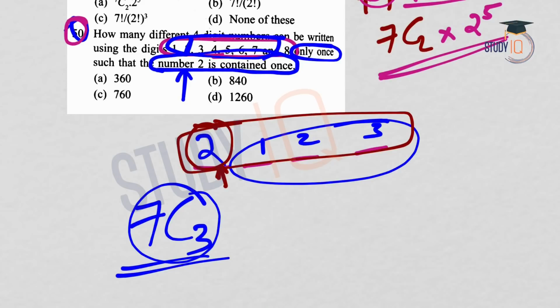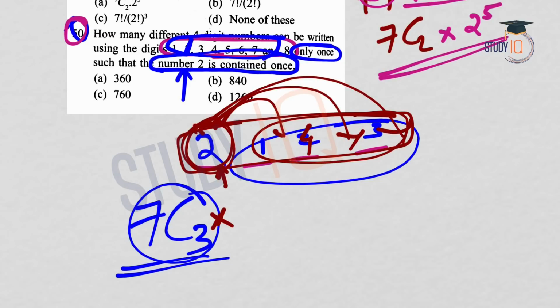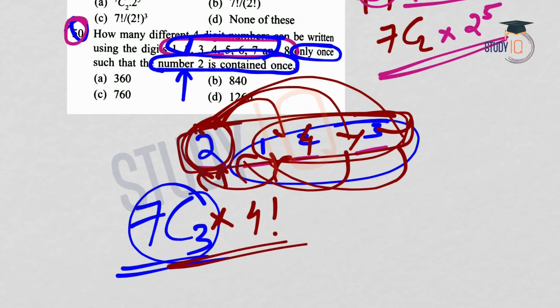Okay, so then we fixed 2. Then we need to select 3 digits from 7. So 7C3 into. Now we need to arrange all the 4, because 2 can come here, not 1, 2, 3, but 1, 4, 3. Take it in that way because 2 is already taken. Okay, 2 can come here, 2 can come here, anywhere 2 can come. Similarly, 1 can go here, 4 can go here, 3 can go here. So all those possible arrangements have to be taken care of here. So that is going to be 4 factorial. You already know 4 places, 4 things, 4 factorial ways you can arrange, right? So 7C3 into 4 factorial is your answer in this case.